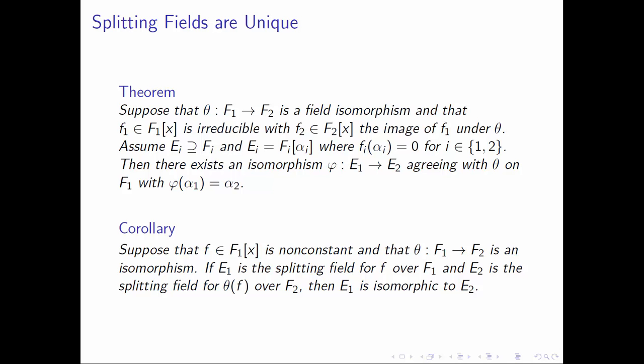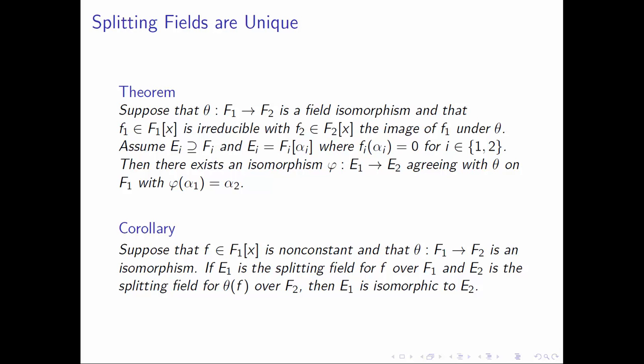Theta is technically an isomorphism from F1 to F2, but we can extend that isomorphism really naturally to F1 adjoined x going to F2 adjoined x, and so we are going to abuse notation and call both of those isomorphisms theta. Then what we're going to assume is that E_i is a field containing F_i, that E_i is really just F_i adjoined alpha_i, where alpha_i happens to be a root of the polynomial f_i, and i is going to be in the range from 1 to 2.